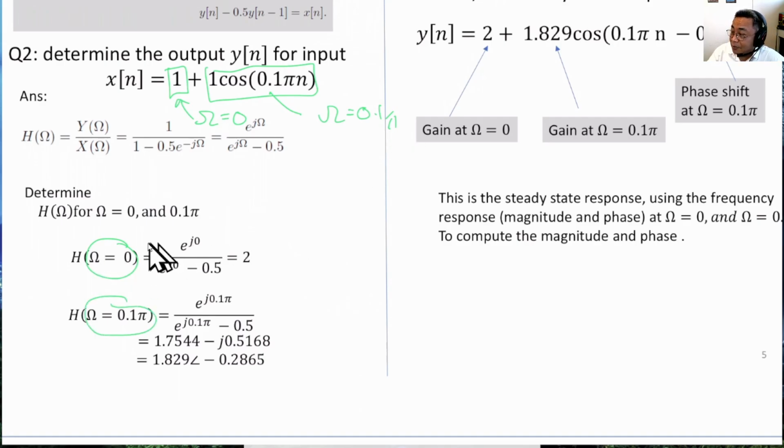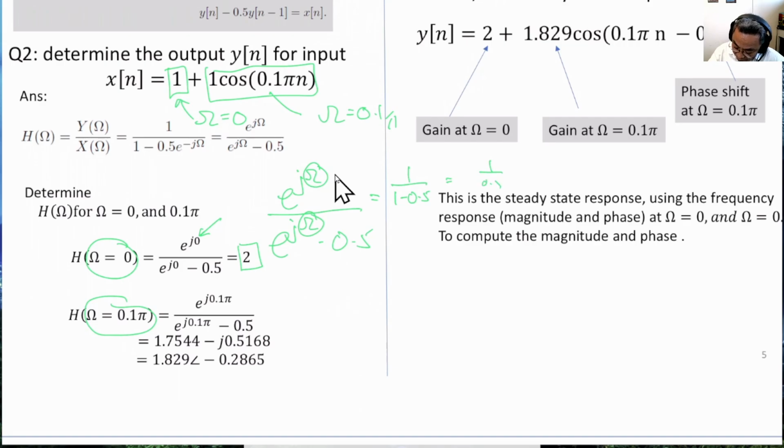We go ahead and substitute these two frequencies to get H of omega at these two frequencies. So for omega equals to 0, we are simply substituting e^{j omega} divided by e^{j omega} minus 0.5, simply substituting what this omega equals to. So this guy, when omega equals to 0, is 1 divided by 1 minus 0.5 equals to 1 over 0.5 equals to 2. That's it.